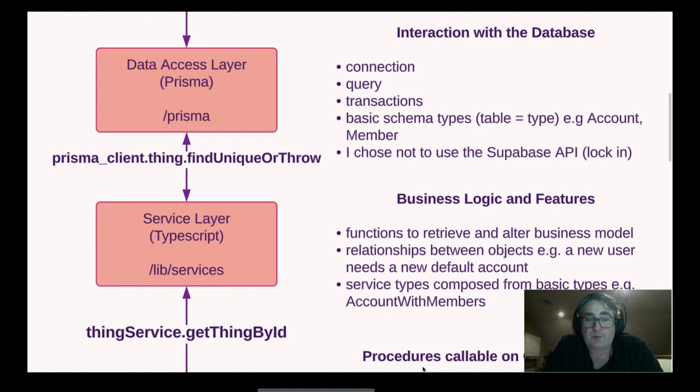It also produces service types. So these are more complex types. These are usually aggregated and composed from the basic types that come from Prisma. So, for example, account with members is one of those service types. All of the service code is in lib services.